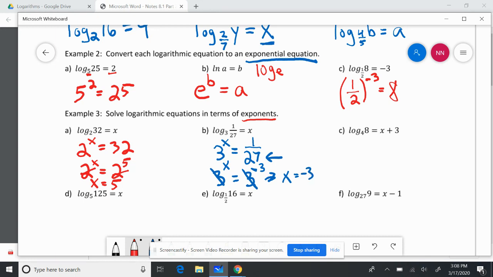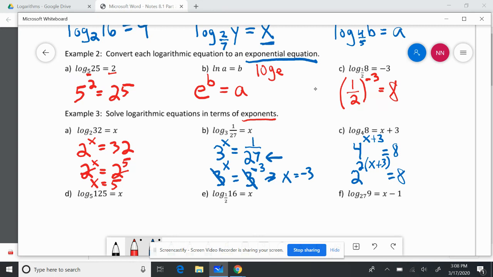For letter C, we do the same thing. Our base is 4. Our exponent is x plus 3, and then it's equal to 8. Just like the other two examples, what we need is a common base. Our common base is going to be 2. So we're going to go 2 squared. And then we put x plus 3 is equal to 8.